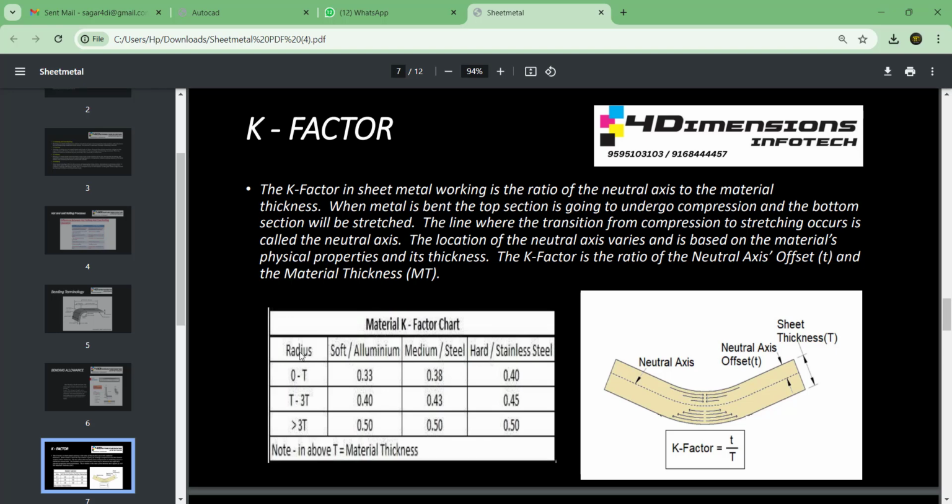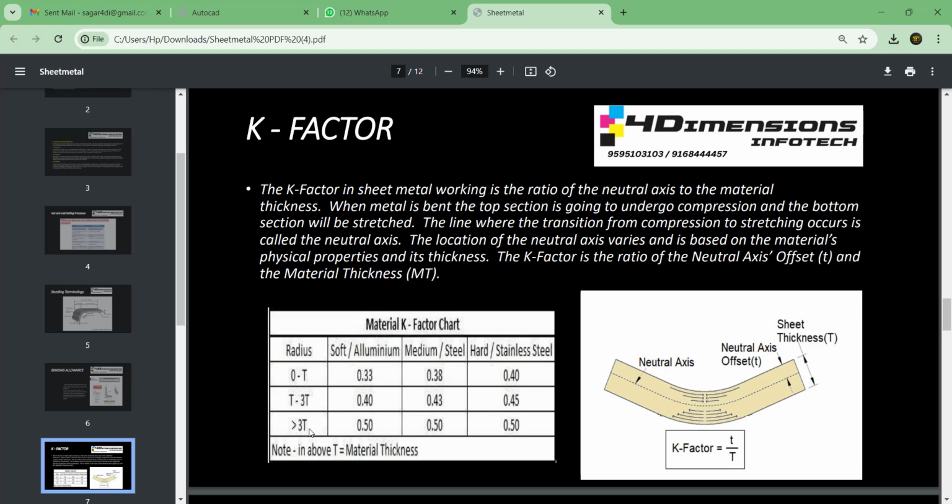So here you can see if the radius is equal to thickness, then aluminum will have the K factor as 0.33. If it is steel, then it is going to have K factor as 0.38. If it is hard steel, then it is going to have K factor as 0.4. And suppose the radius is going to be 3 times the thickness, then aluminum will have the K factor as 0.4. Mild steel or medium steel will have 0.43. Hard steel, the K factor is going to be 0.45.